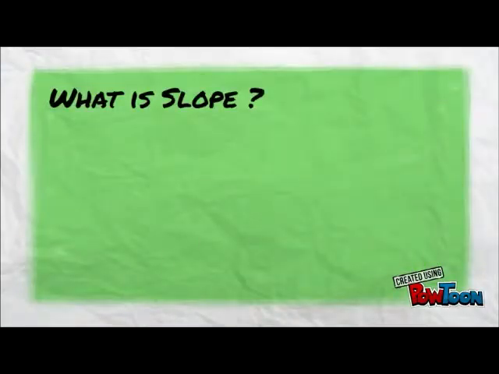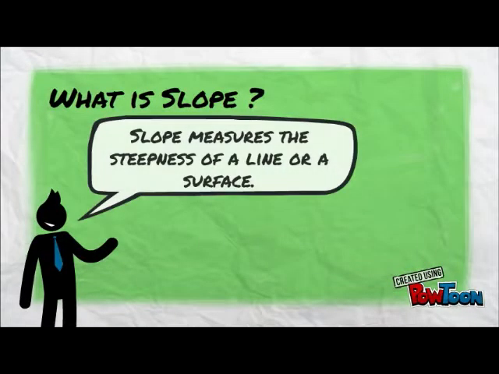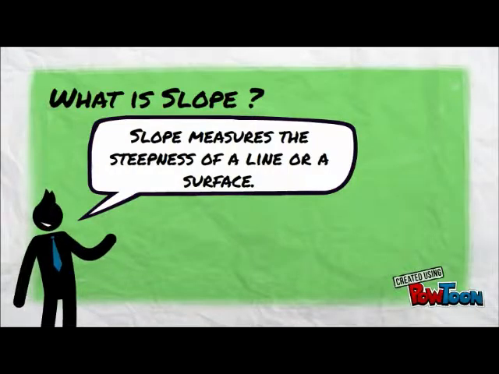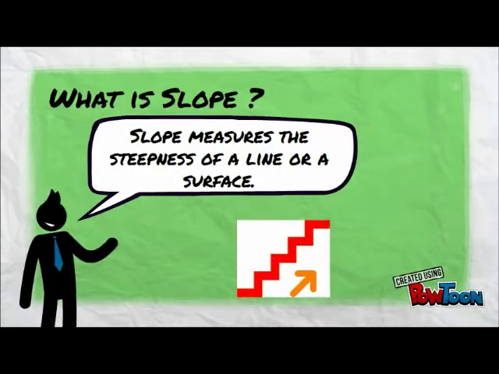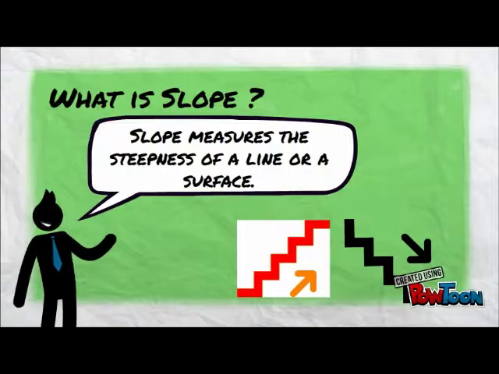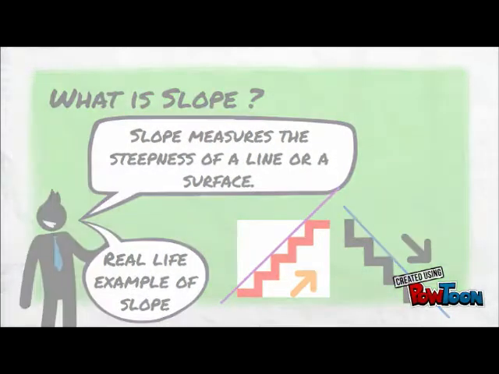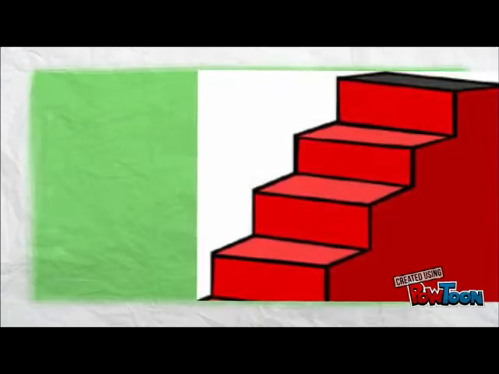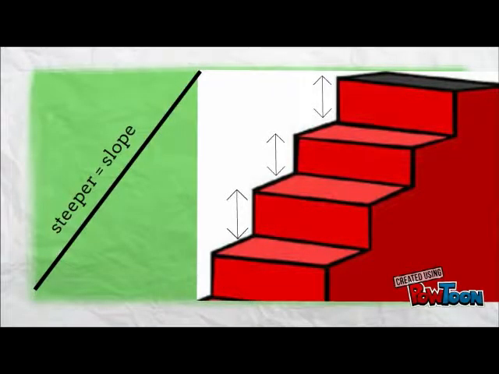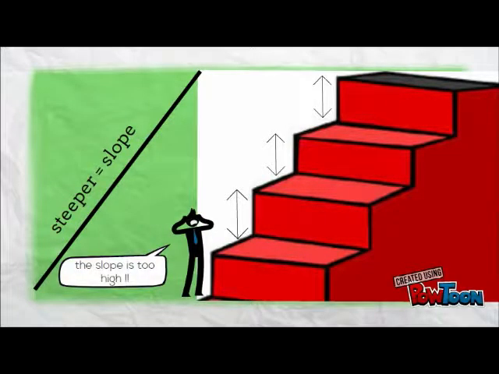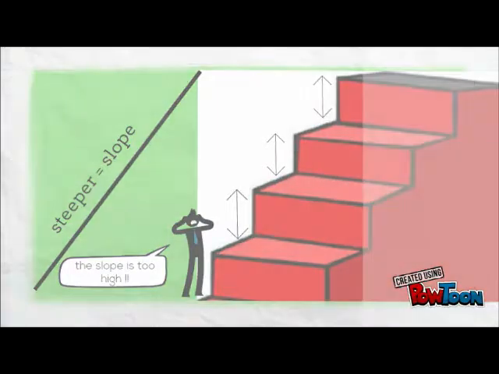What is slope? Definition. Slope measures the steepness of a line or a surface. Whenever you go up or down on a stairs, you experience a real-life example of slope, since stairs can be interpreted as an inclined line. And you will notice the higher the level of each step, or the steeper the surface, the harder it is for you to keep going, because you must spend lots of energy to get yourself moved.